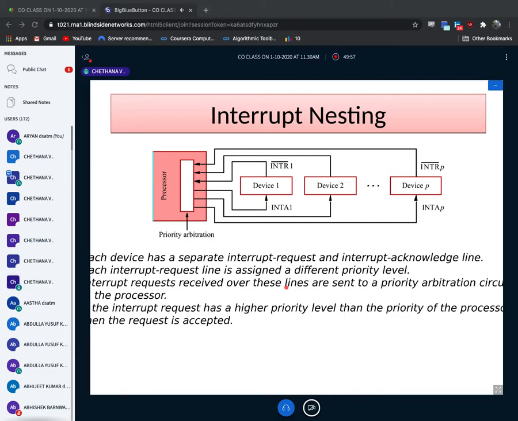Okay, so I think you're audible with my voice. So, interrupt nesting. What is interrupt nesting? I think you're able to see the slide, right? Interrupt nesting.